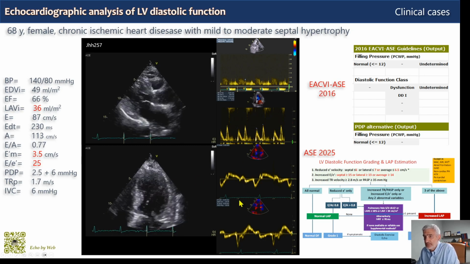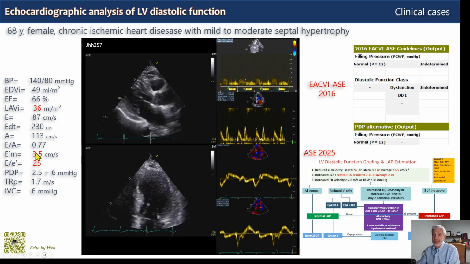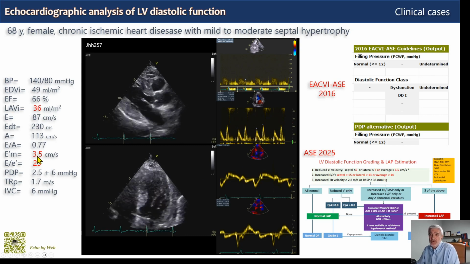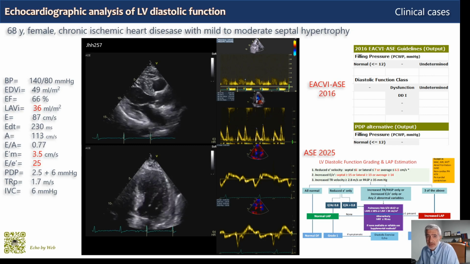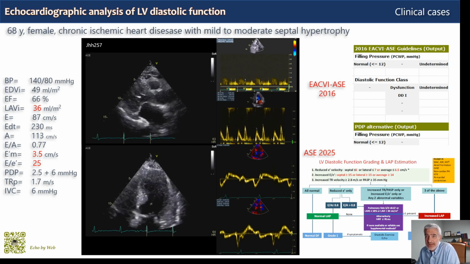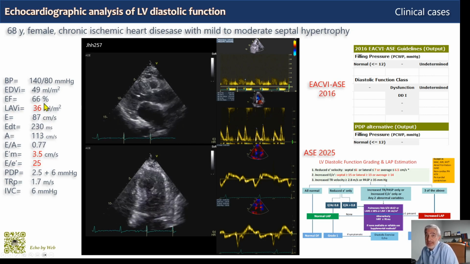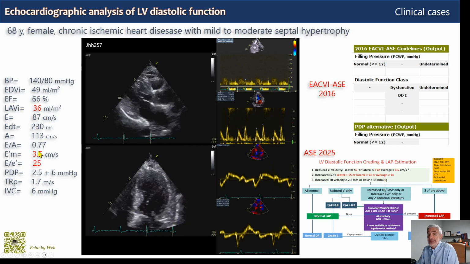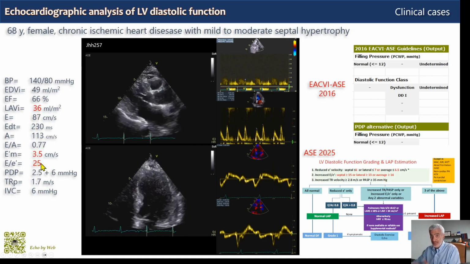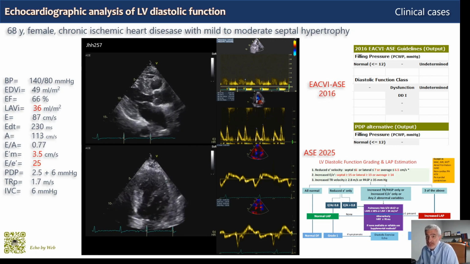Let's look at tissue Doppler, which shows an average E prime of 3.5, so a severe prolongation of left ventricular relaxation, and it follows that the E on E prime, because the E wave is 87, is 25, so this suggests increased filling pressures.